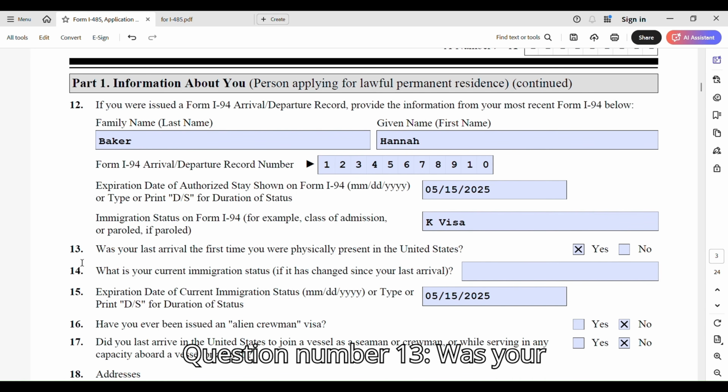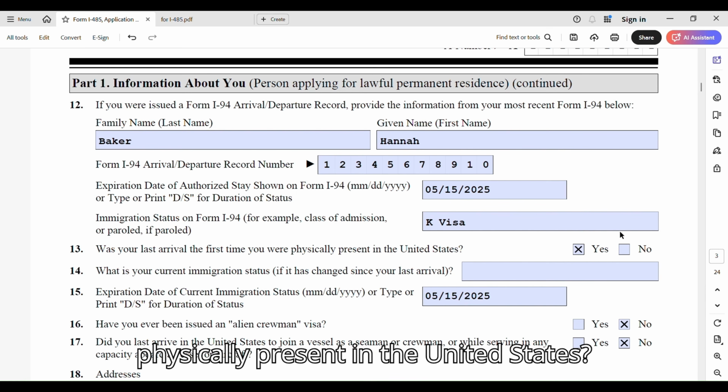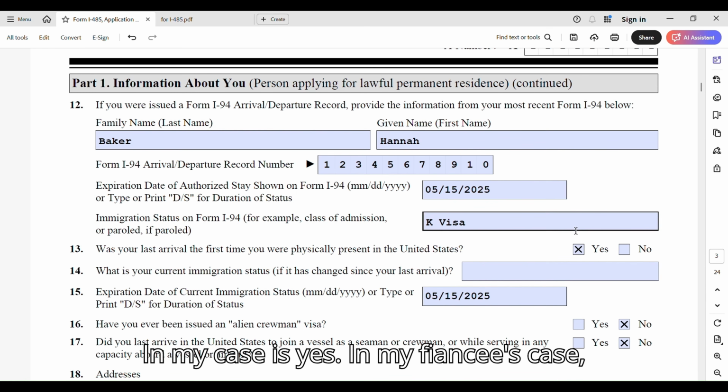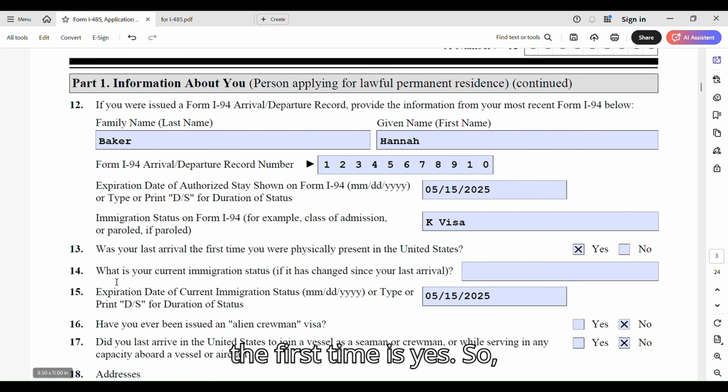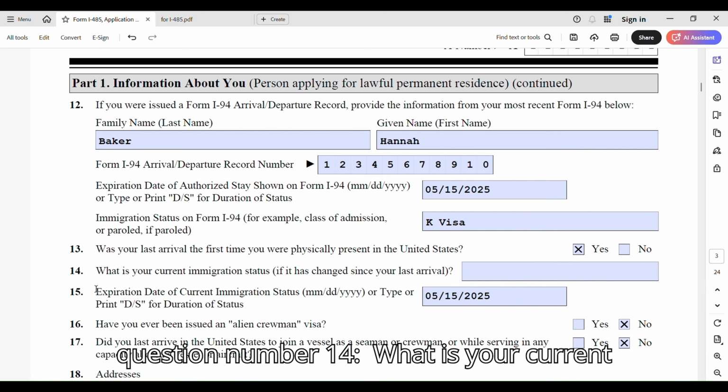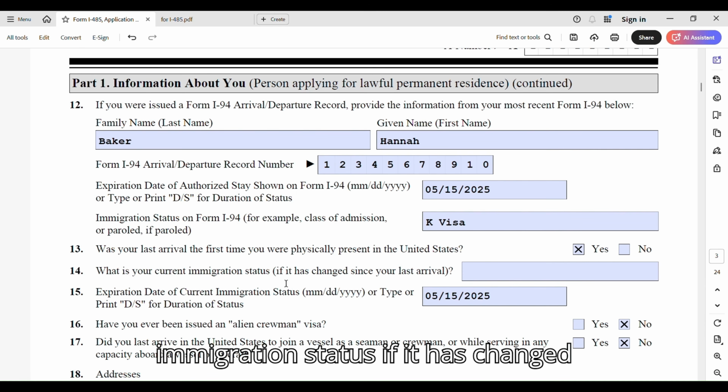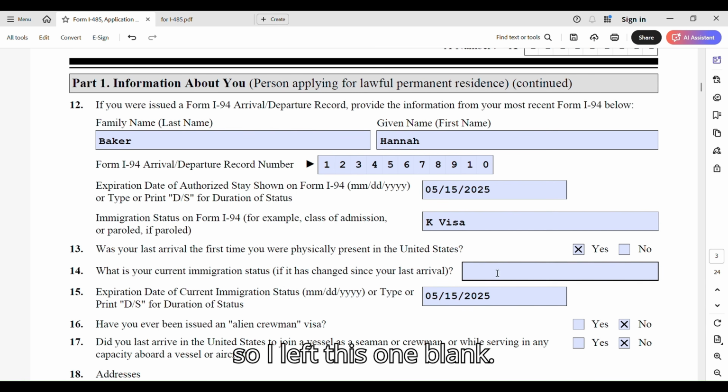Question number 13. Was your last arrival the first time you were physically present in the United States? In my case it is yes. In my fiancé's case, she has never been in the United States. That's the first time, so it is yes. So question number 14. What is your current immigration status if it has changed since your last arrival? It is the same, so I left this one blank.